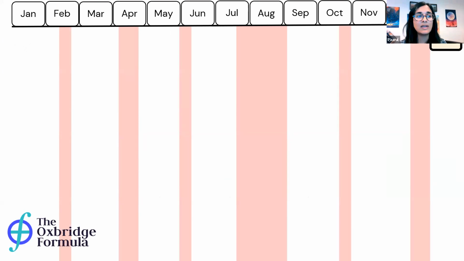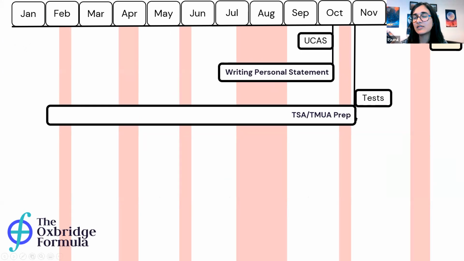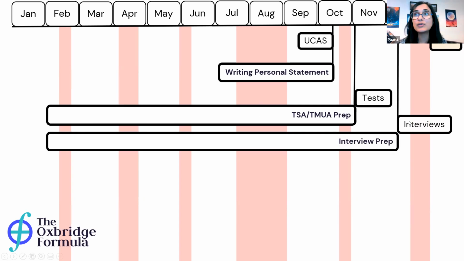Okay, so let's quickly look at the timeline then. Your UCAS form is going to be due in October, and you're going to write your personal statement up until that point and submit it. Then the test will be at the beginning of November, and you should start your TSA or TMUA preparation as soon as possible. As Nicholas said, he worked with us for quite a few months, not just a week or 2 months at the end. So begin your TSA and TMUA preparation as soon as possible. Interviews are in December, and some people are tempted to think, oh, let me spend this 3-week period doing my interview preparation. It's not enough time.